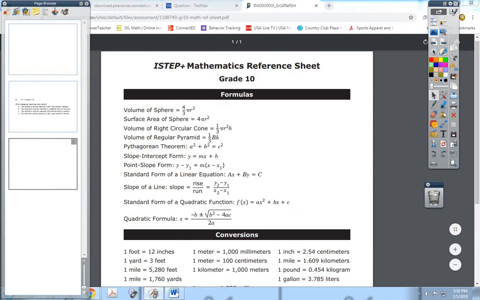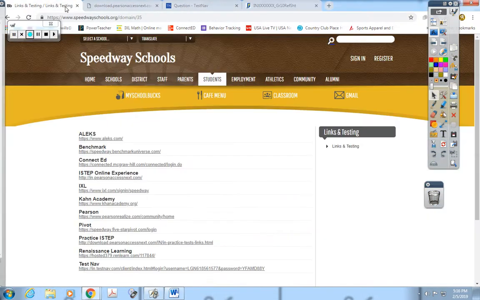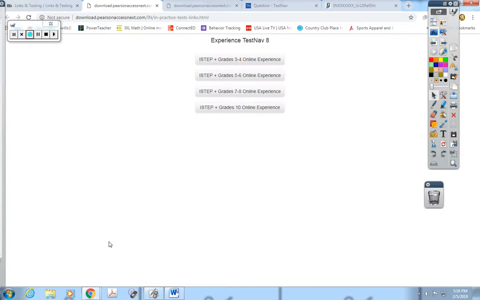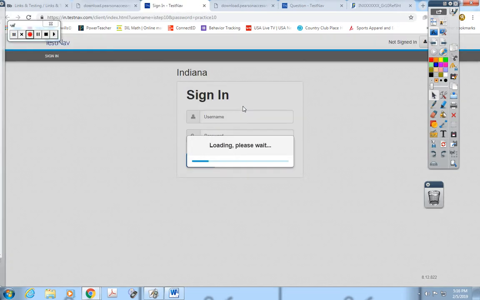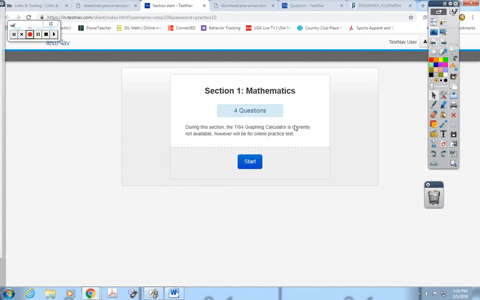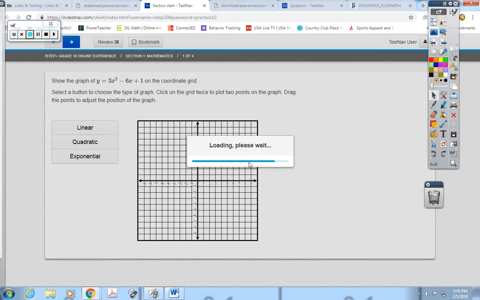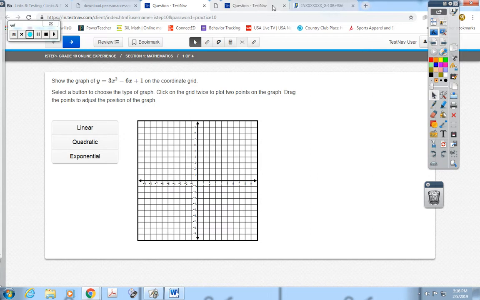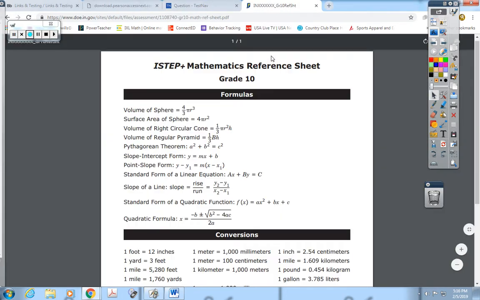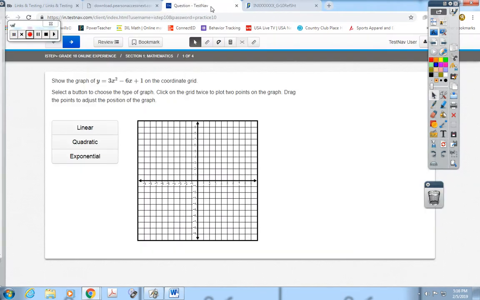Once again, to get to that, you would go to the school's website. Under Students, Links and Testing, you can find a number of links. You want to click on Practice Istep, which will bring you to this page here that has the different online experiences. You want the grade 10 online experience, and then hit the Start button, and it will take you into a Practice Istep test. Now, that practice test consists of 4 questions, which includes your graphing practice, which will allow you to practice graphing lines.